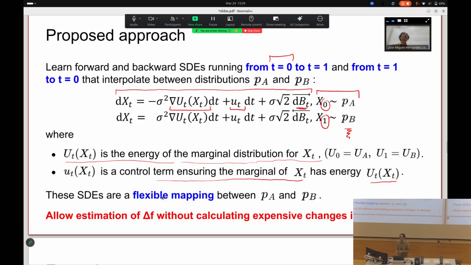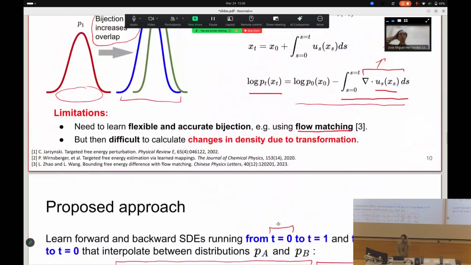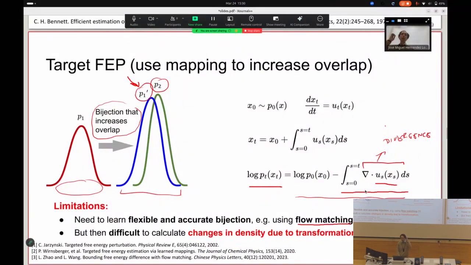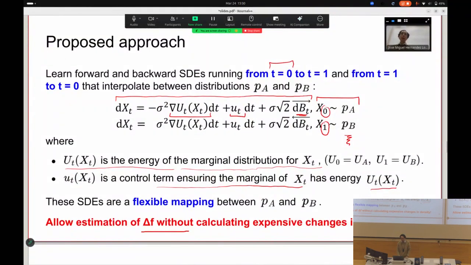Anyway, we have these SDEs. They are going to map between the two distributions, and the interesting thing is that they are going to allow us to calculate the free energy difference without having to use this integral of the divergence that we had to do with the normalizing flows. We don't want to do this, okay? And the SDEs allow us to do that. We have a forward SDE that starts with samples from PA and ends up in samples from PB, and we have a backward SDE that starts on samples from PB and ends up on samples from PA, okay?